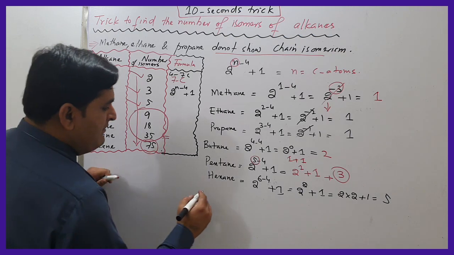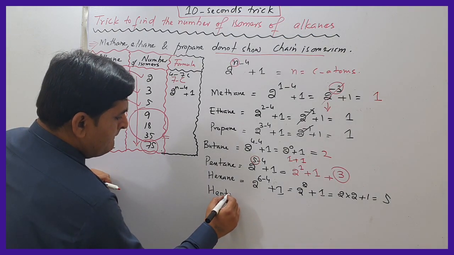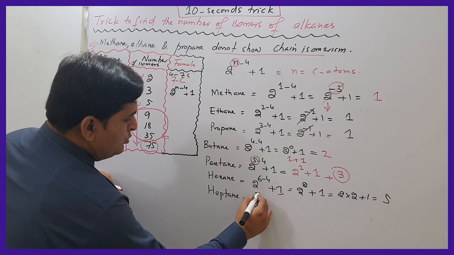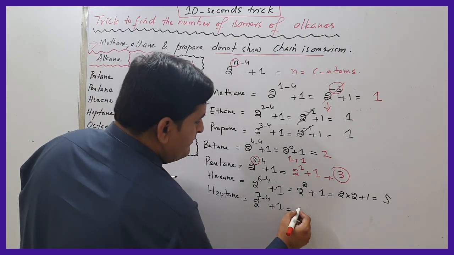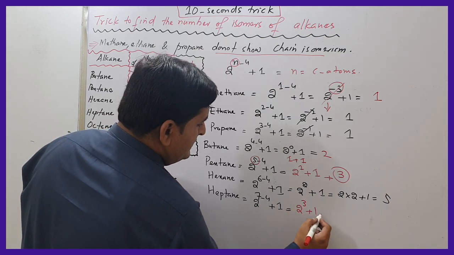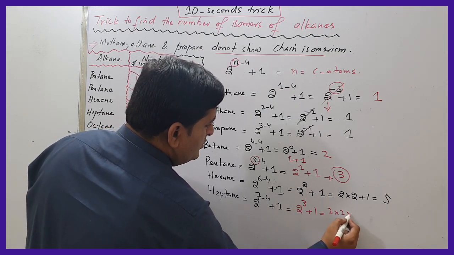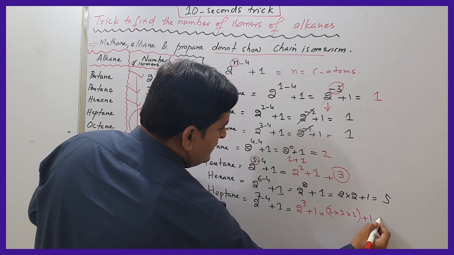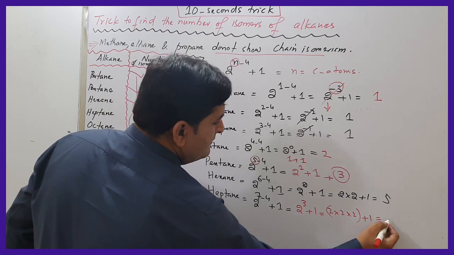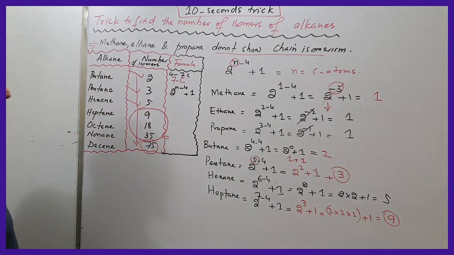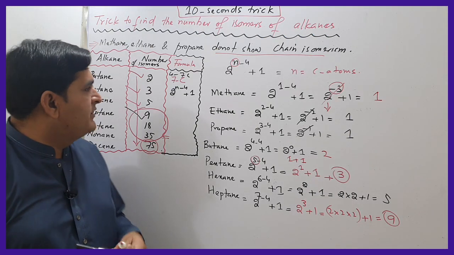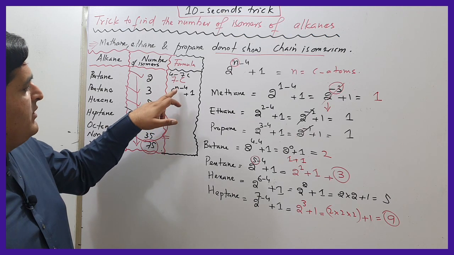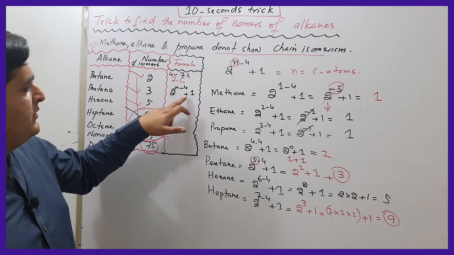For the same reason, if we have heptane, 2 power 7 minus 4 plus 1 is equal to 2 power 3 plus 1. 2 power 3 means 2 into 2 into 2 plus 1. So 2 twos are 4, 4 twos are 8, 8 plus 1 is 9. So the possible isomers will be 9. Up to 7 carbon atoms, this formula works: 2 power n minus 4 plus 1.